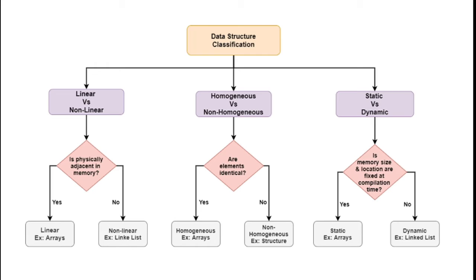If the elements in a data structure are physically adjacent, then it is called a linear data structure. For example, the elements in an array are physically adjacent in memory. So it is an example of a linear data structure.